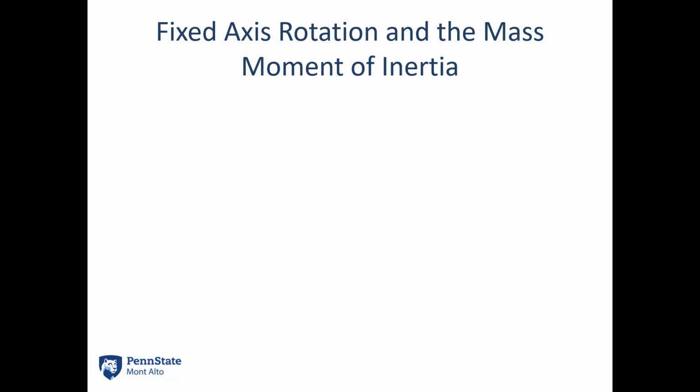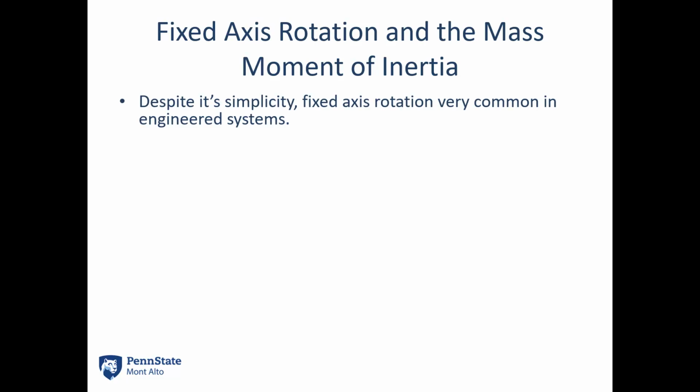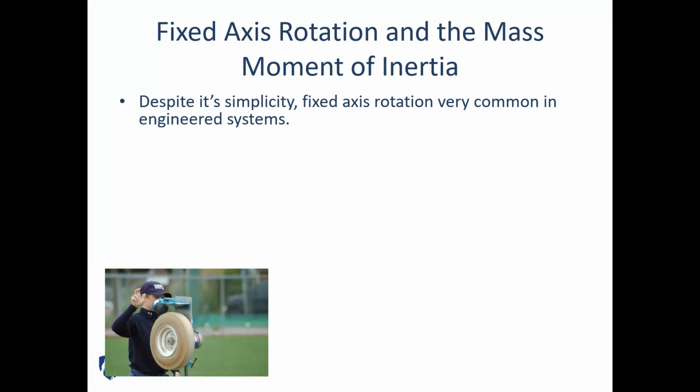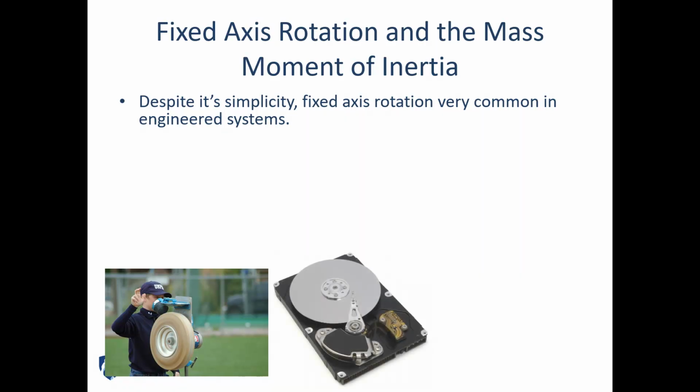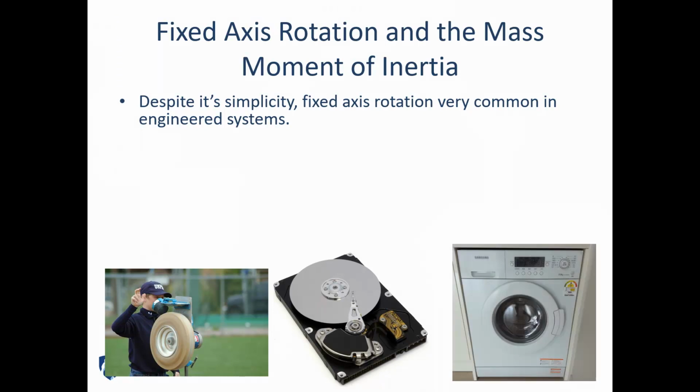All right, so for fixed axis systems, despite their simplicity, fixed axis rotation is very common in engineered systems. So something like this pitching machine, we are rotating about a fixed axis. Something like a hard drive is going to be rotating about a fixed axis. Something like a washing machine is simply going to be rotating about a fixed axis. These objects don't move except for that rotation.